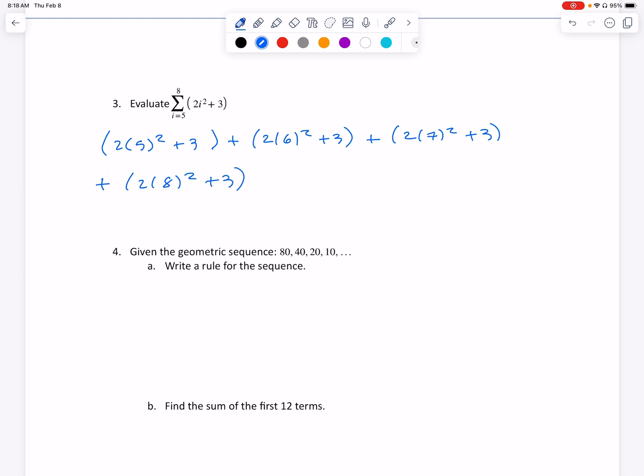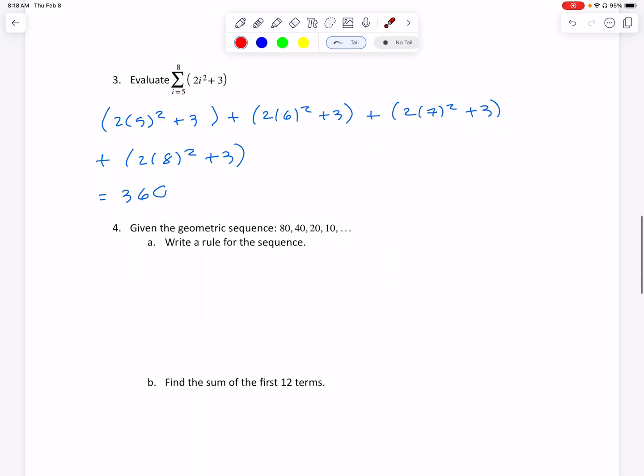From there, I'm just going to grab my calculator and get my total. So in this case, I get 360. So again, I had to directly plug because this did not start at 1. Okay, let's look at this one. We are told this is a geometric sequence, and we're supposed to write a rule.